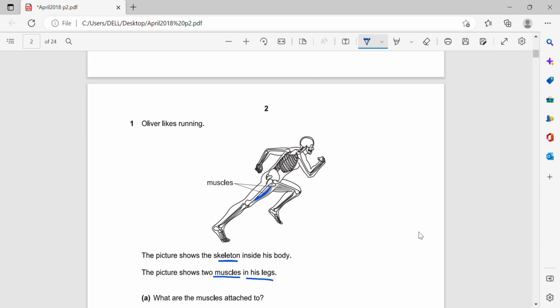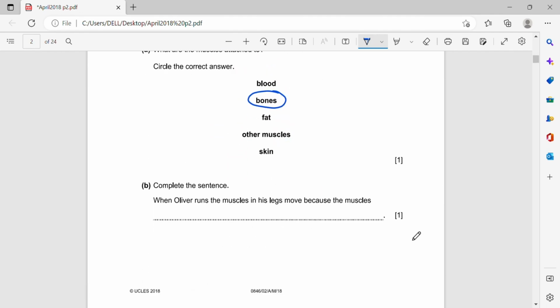So these are the muscles here. Okay, and this is the skeletal system. We have the muscles that contract and relax in order to move. So the answer is contract, or if you write relax, both are correct.